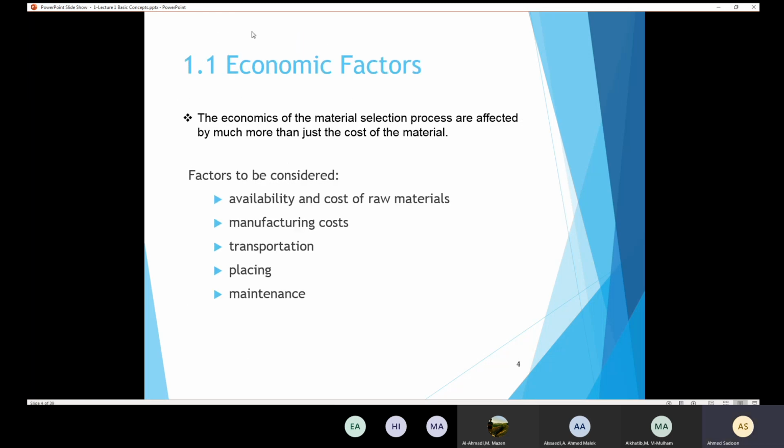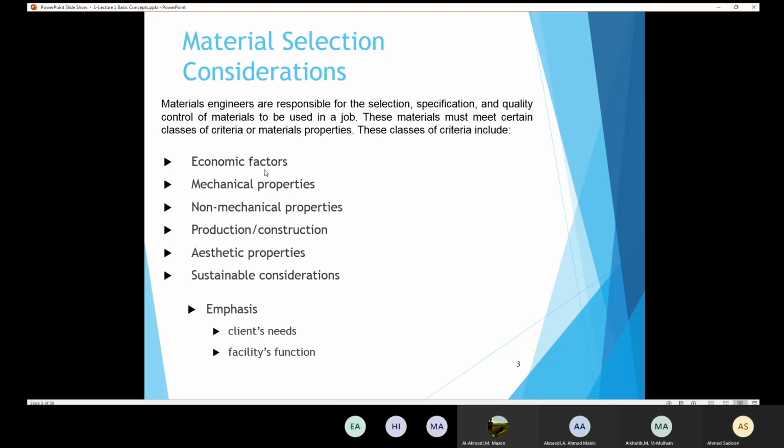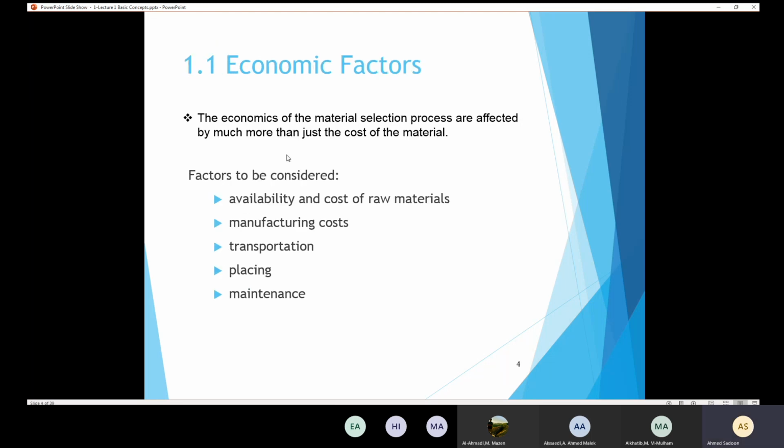When we say economic factors here, it doesn't mean just the cost of the material. It also means the availability and the cost of raw materials. For example, here in this city, you don't see a lot of houses made from wood, because we don't have a lot of wood here. So the availability factor is going to affect that.